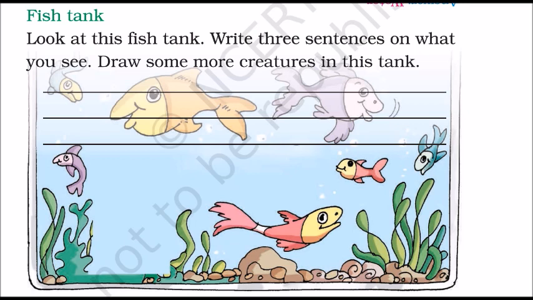Like, there are 7 fish, 4 small, 3 big. You can tell the colors also.